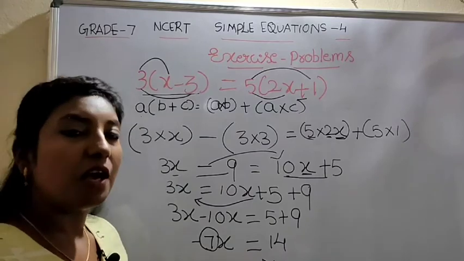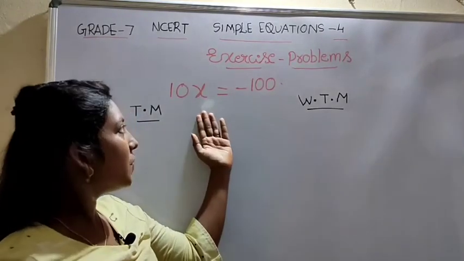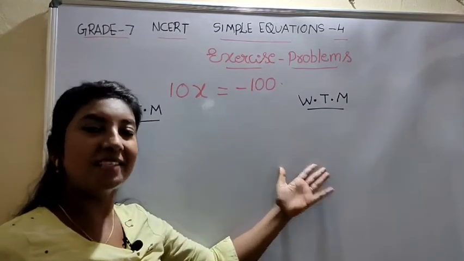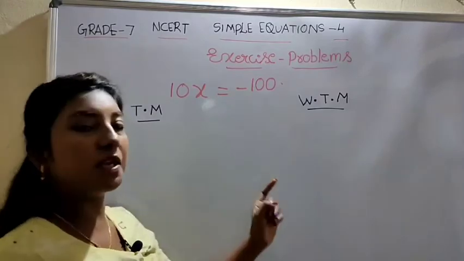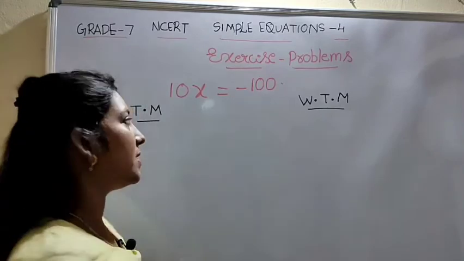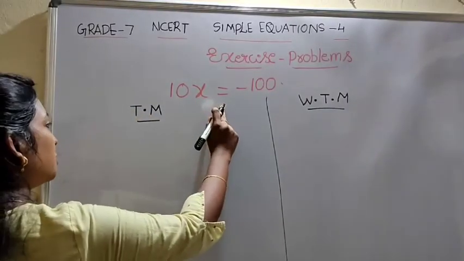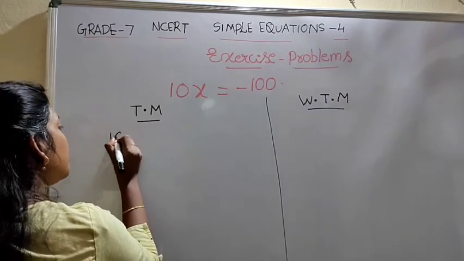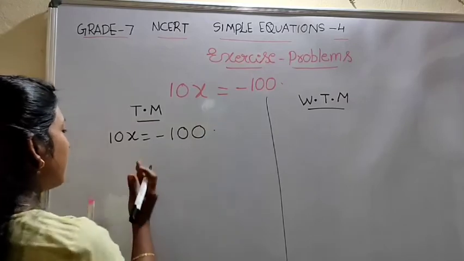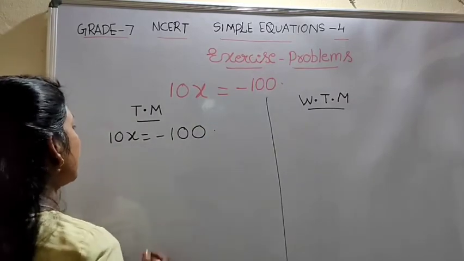Now let us see one more example. So here let us see the equation 10x equals to minus 10. Here we are performing this in two methods, that is transposing method, and the other one is without transposing method. Let us see both the methods. So here in transposing method, while we are doing it, I do not want any constant before the variable.